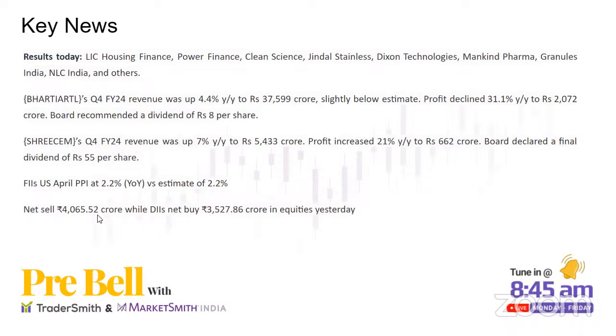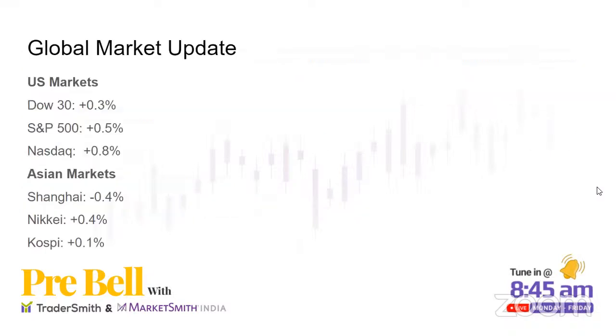FII yesterday net sold Indian equities worth rupees 4065.52 crores. DII bought net equities worth rupees 3527.9 crores. US April PPI came in at 2.2% YoY against an estimate of 2.2%. If we talk about today's results, LIC Housing Finance is the big result for today, along with Power Finance, Clean Science, Jindal Stainless, Dixon Technologies, Mankind Pharma, Granules India, NLC India, and others.